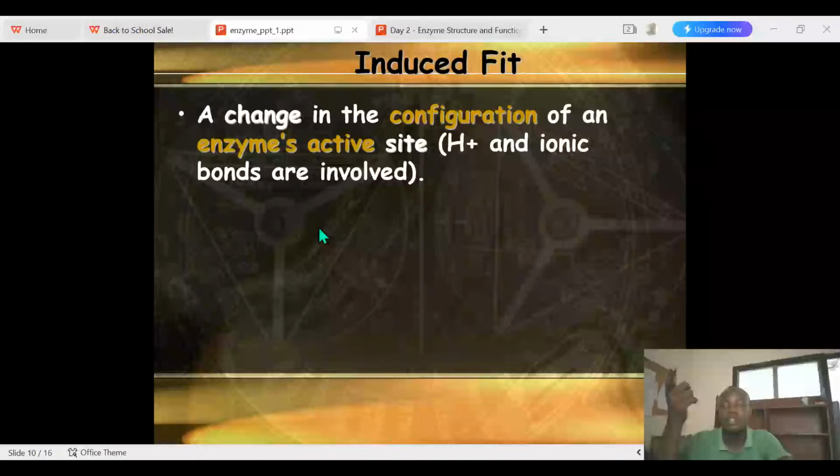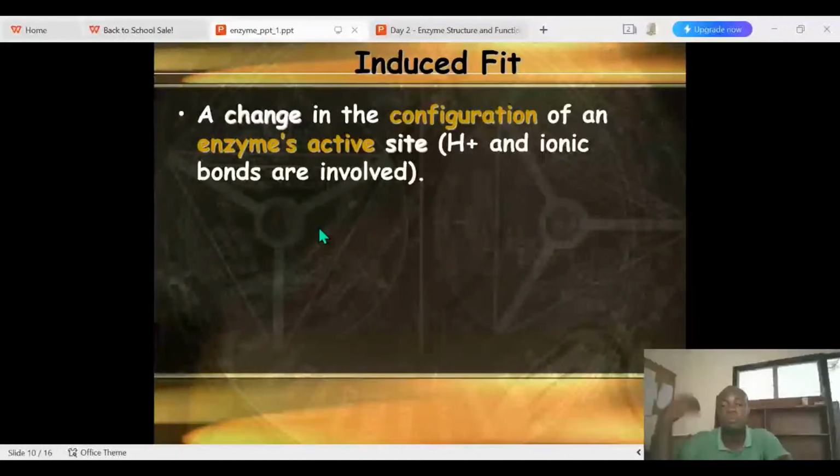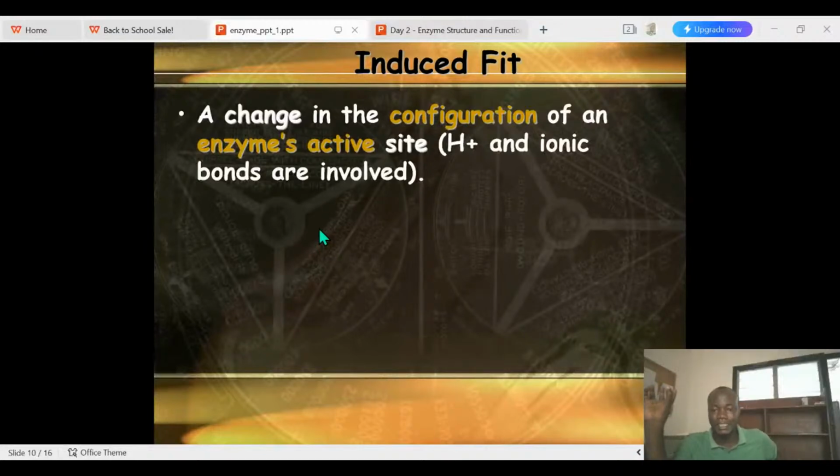Okay, Belikis is asking a question. She needs more explanation and clarification on the active site. So an active site is like a pocket, like a cleft in the enzyme where the substrates fit in, and then the active site will convert the substrates into product. So it's a region where catalysis takes place.